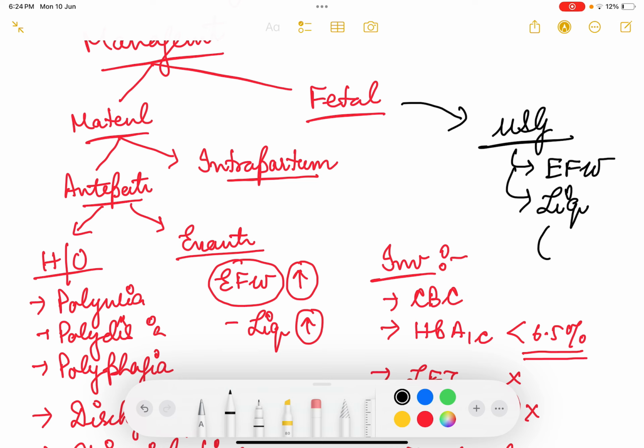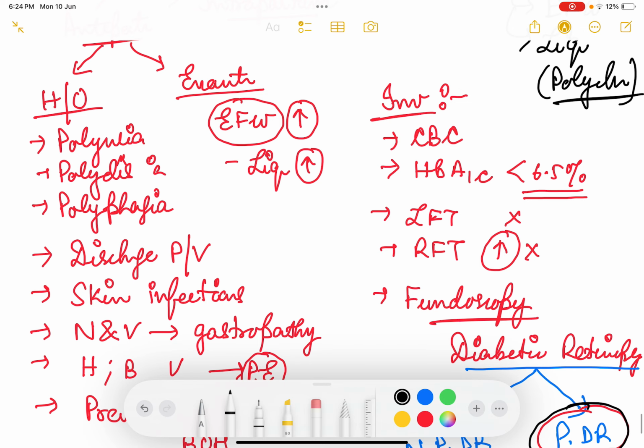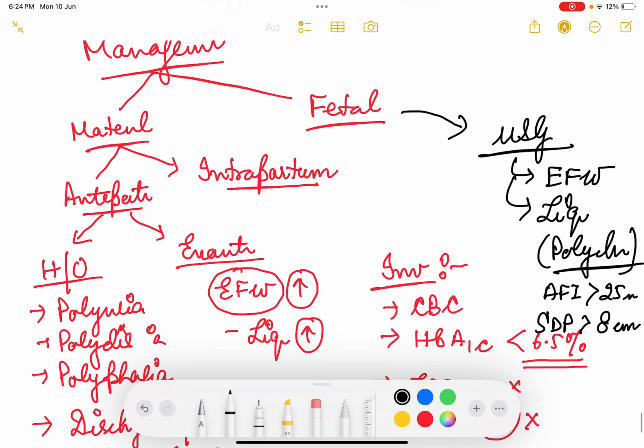If it is polyhydramnios, how do you know when it is polyhydramnios? Polyhydramnios के लिए I have told in the twin pregnancy class, if the AFI, that is amniotic fluid index, is more than 25 centimeters, or single deepest pocket SDP is more than 8 centimeters, then you say it is polyhydramnios. So if polyhydramnios is there, then chances of PPROM, that is rupture of membranes, will also be there. So be careful about that.